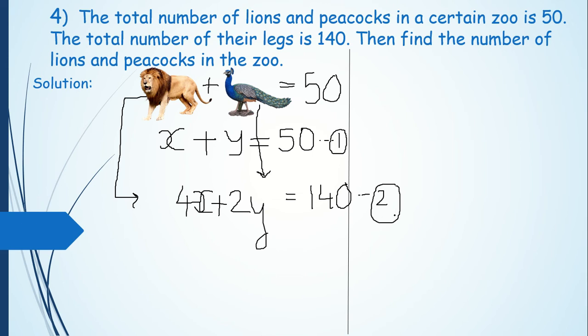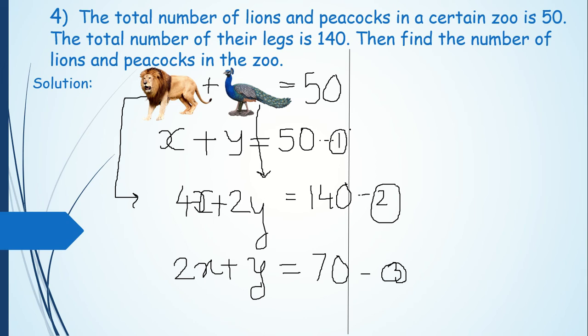Now we just have to solve these two equations, equation number 1 and equation number 2, and get the answer. There are various ways in which you can do it. We just have to try and eliminate one of the two variables, either x or y. What we can do here is divide equation number 2 throughout by 2. Then we get 2x, because 4 divided by 2 is 2, plus 2 divided by 2, we get y, is equal to 70. This will be my equation number 3.